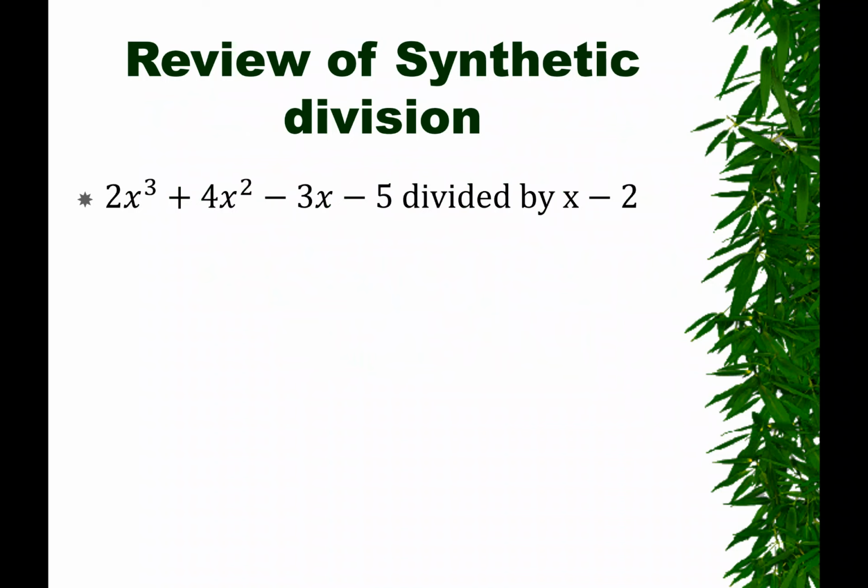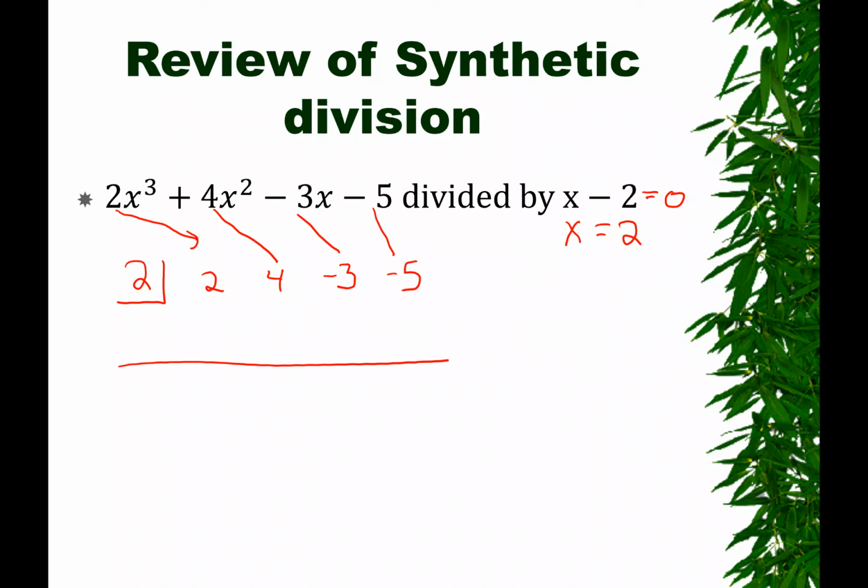The first thing you want to do is take the x minus 2 and set it equal to 0, and that's what your x value equals. So I'm going to put that in a little box by itself. Then I'm going to take each of the coefficients and write them down with their signs. Then I'm going to leave a space and draw a line.